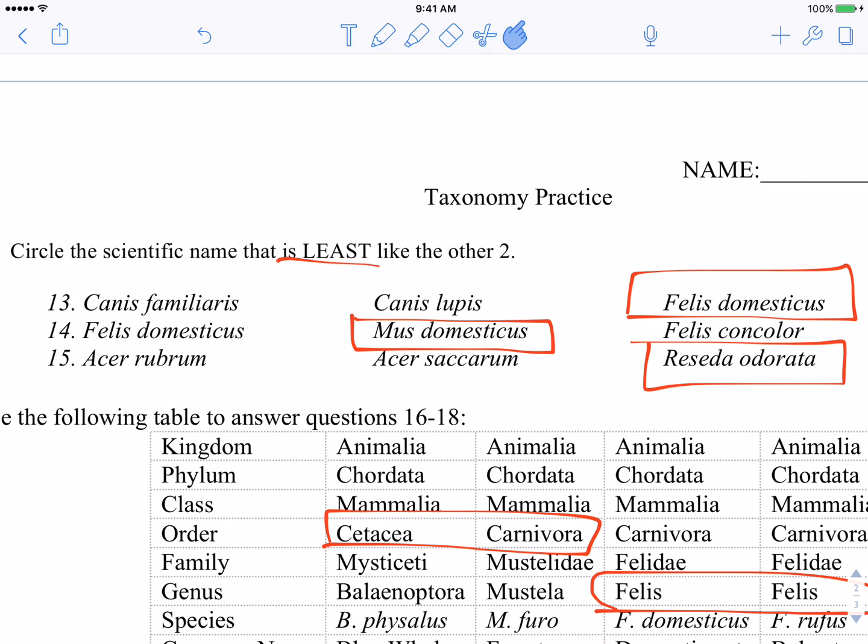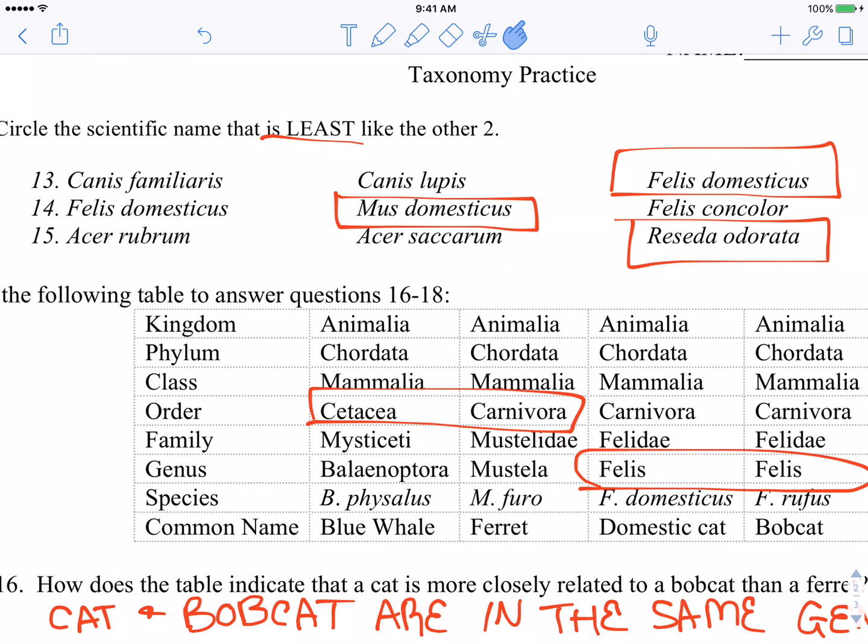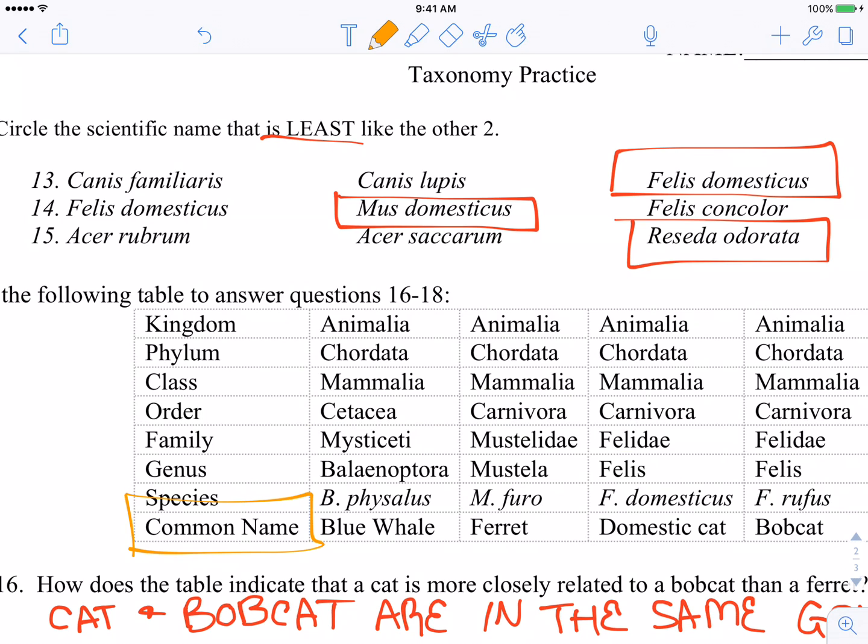And so what you can do with these names, in all these groups, is you can use them to chart evolutionary relationships. So let's do an example. I want to find out how closely related a domestic cat and a bobcat are. So if I look at the common name, that's what we call these animals in English, domestic cat's right here, and a bobcat's right there.